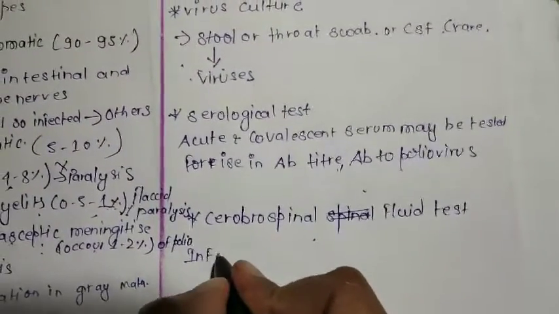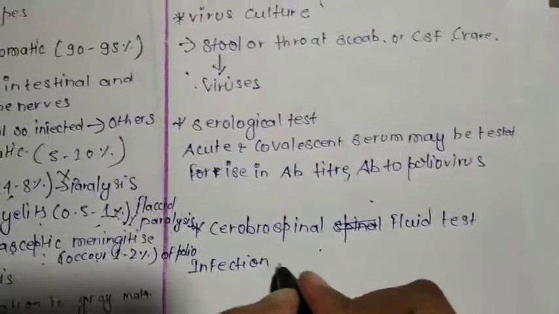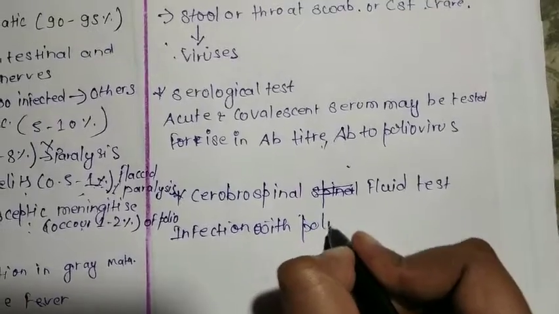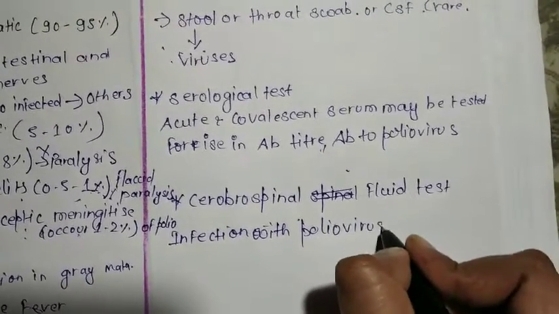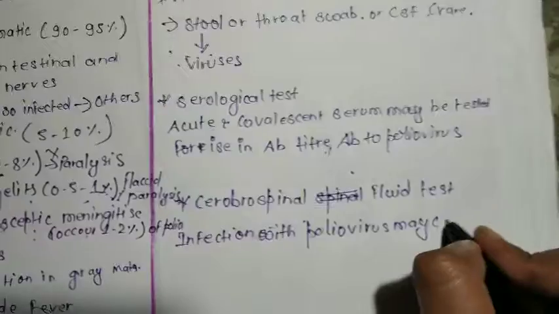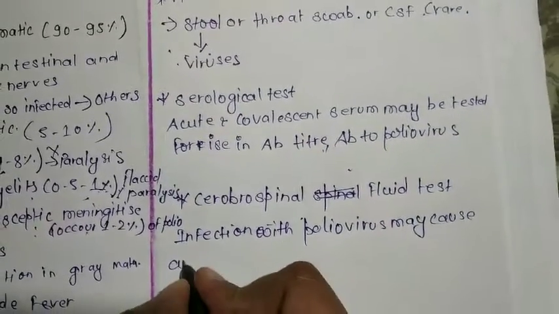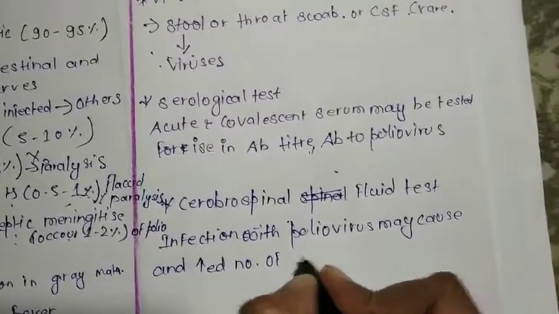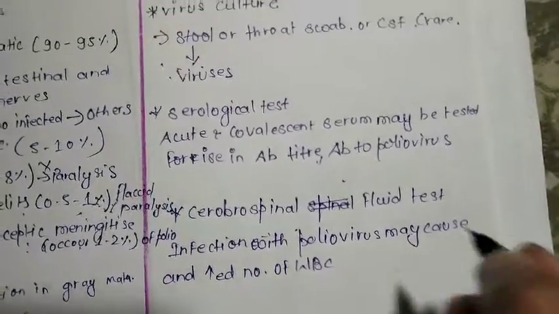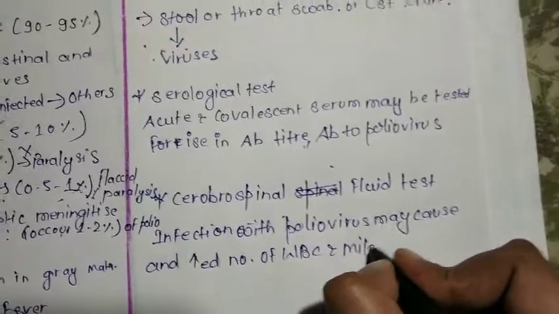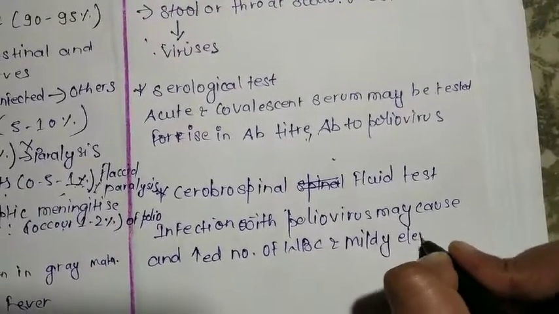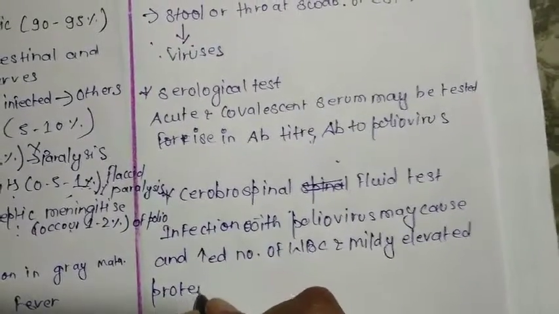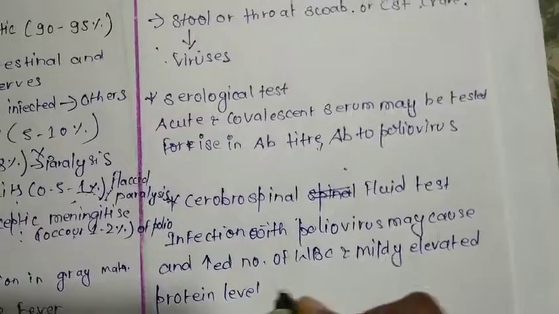Infection with the polio virus may cause an increased number of WBC and a mildly elevated protein level in a CSF.